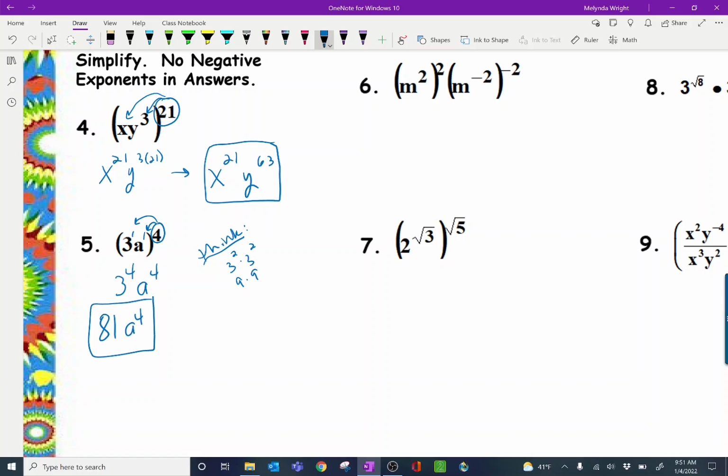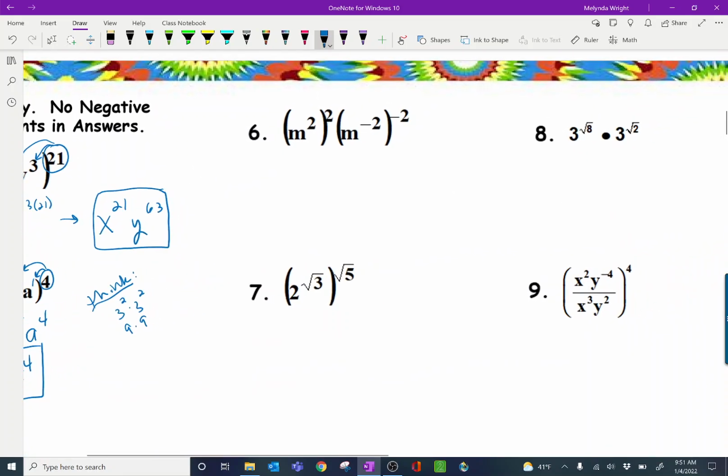Okay. So let's work on number 6. Again, we've got power to powers going on right here, and we have multiplication going on. So let's do our power to powers first. M squared to the 2nd power. So again, power to power, I multiply the powers, I get a 4. And then times m to the negative 2 to the negative 2. So negative 2 times negative 2 is 4.